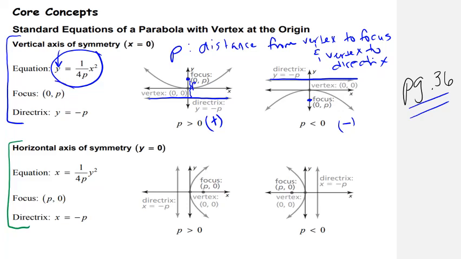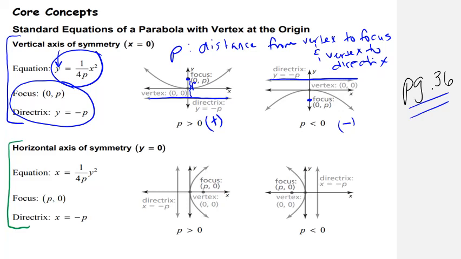So if you look at these things, I don't want you to memorize these. I don't want you to even really try to use them in any way the way they're written here. I want you to do everything through drawing. So I'm going to show you a couple of examples in a minute. Alright, so when it starts with y equals, that's when it opens up or down.